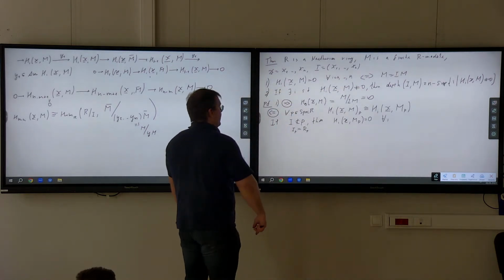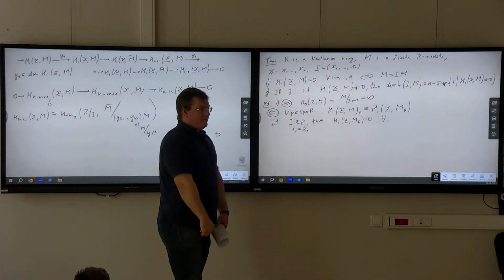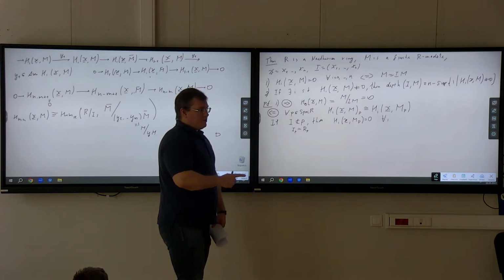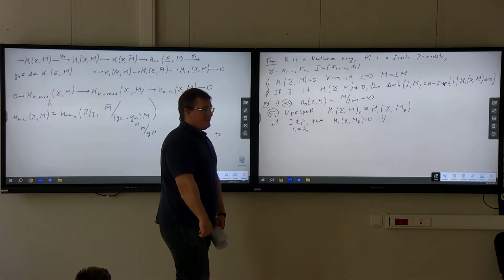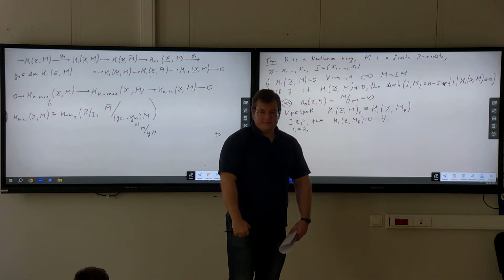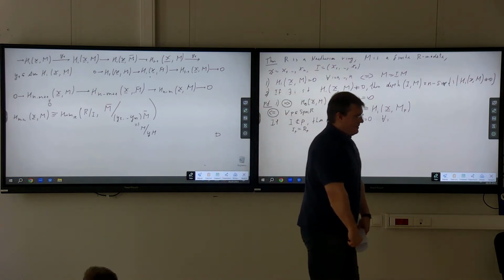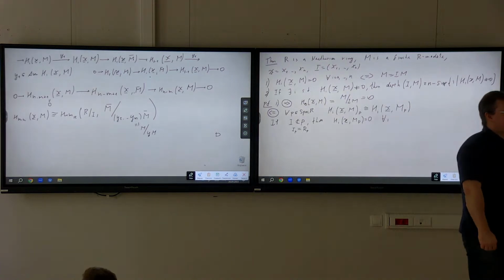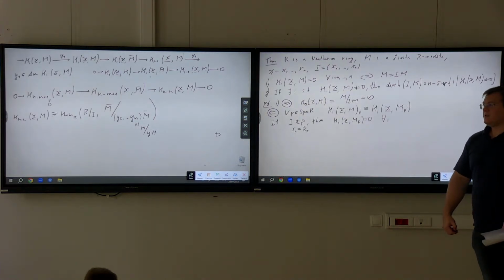What does contractible complex mean? By definition it means that the identity on the complex is homotopic to the zero map. Well, it's just an acyclic complex? No, no. If this is homotopic to zero, this is definitely acyclic. If this is acyclic, it might not necessarily be homotopic to zero. It's kind of the difference between the homotopy category and the derived category.